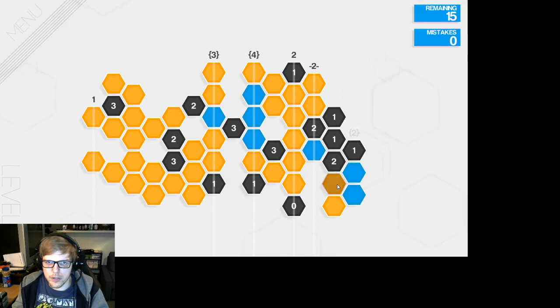This 2 is already adjacent. This 3 forces this one to be blue. And then this 1 forces this to be blue. And now we have 2 in this column, so this one can't be. Grayed out. All right. We have a 0 here.